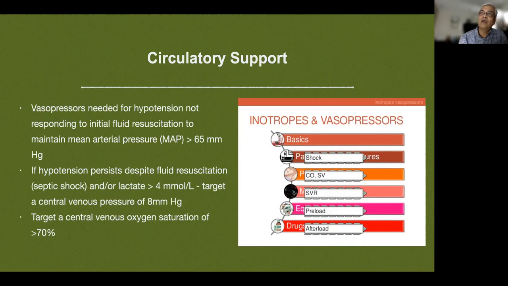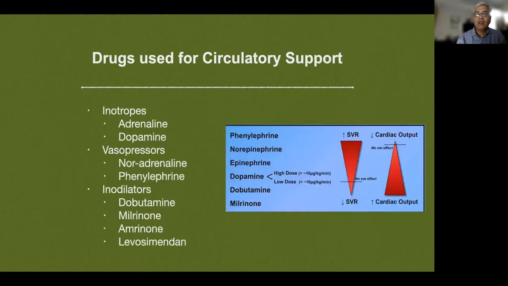So you should target to initially resuscitate the patient with fluids to get to a CVP of at least 8 millimeters of mercury. And we should target to get a central venous oxygen saturation to greater than 70%. What are the common drugs we use for circulatory support of such patients? We can use inotropes such as adrenaline and dopamine. We can use vasopressors like noradrenaline and phenylephrine, or we can use inodilators like dobutamine, milrinone, amrinone, or levosimendan.